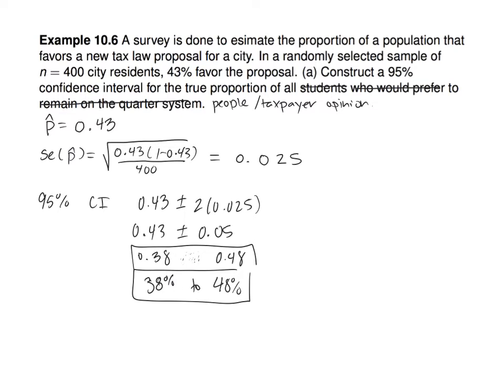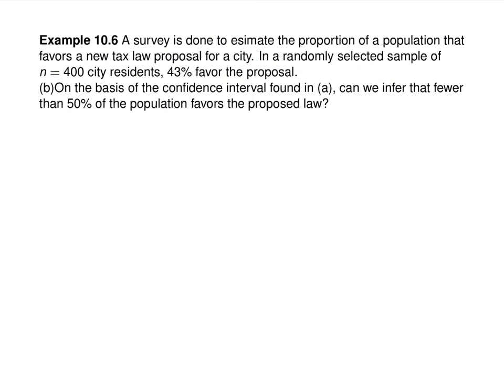So if you were this politician, should you vote for this tax thing? No. Anyway, on the basis of that interval, can you infer that fewer than half of the population favors it? Yes. The interval falls entirely below 50%.